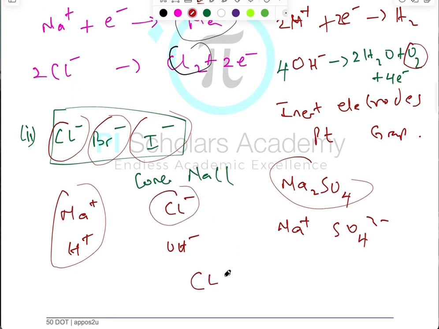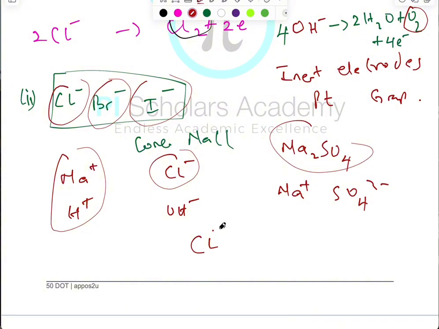So at the anode, you are going to have Cl minus giving Cl2 chlorine gas, plus 2 electrons. So there's loss of electrons like that, and you can see that oxidation has taken place, chlorine moving from Cl minus to chlorine gas, and that is oxidation. So take note of that very well.